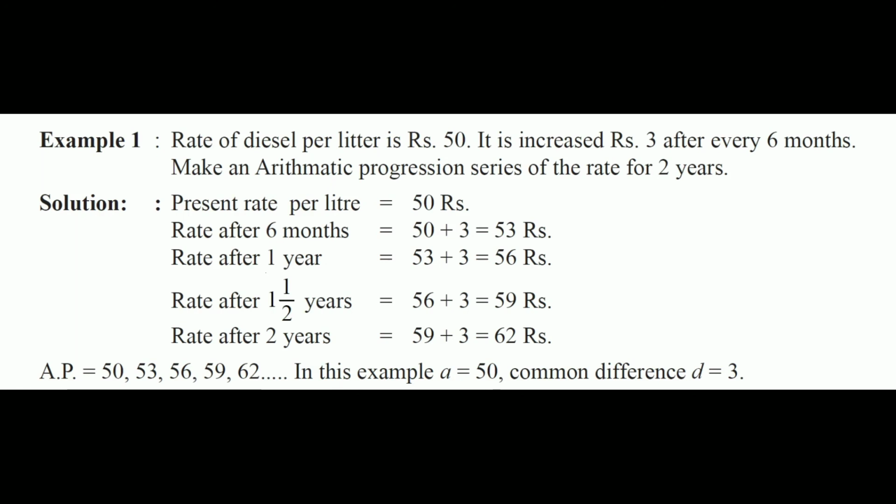In the question we were asked to make an arithmetic progression series. Therefore the AP series will be 50, the first term, then all the 4 terms, that is 50, 53, 56, 59 and 62. This is the required AP. Here the first term is 50 and the common difference for each term is 3. This is how we can do the sums in the AP series.